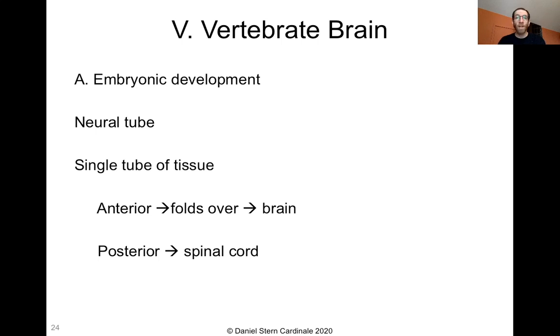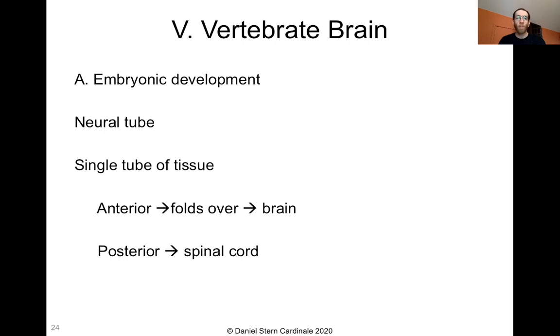The last part in this topic on nervous system organization is a quick look at the vertebrate brain. I want to reiterate what I said at the beginning before we get into any of the details here, that this section of the book is extremely detailed. You are not responsible for all of those details. You're only responsible for what we're talking about here.